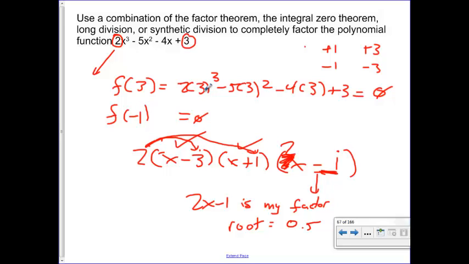Okay, question for you guys then. If we think that the root is 0.5, that wasn't on our list of things to check, was it? That's one of our issues, that this is only going to help us find whole number roots to check. But could we still test 0.5 in the equation and see whether it works? Try that. Take 2 times 0.5 and just confirm.